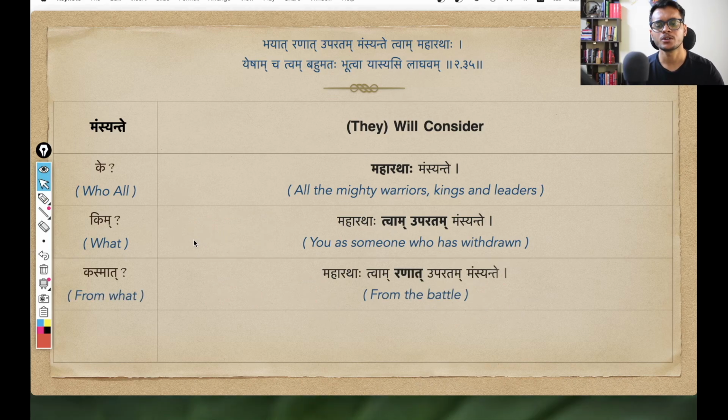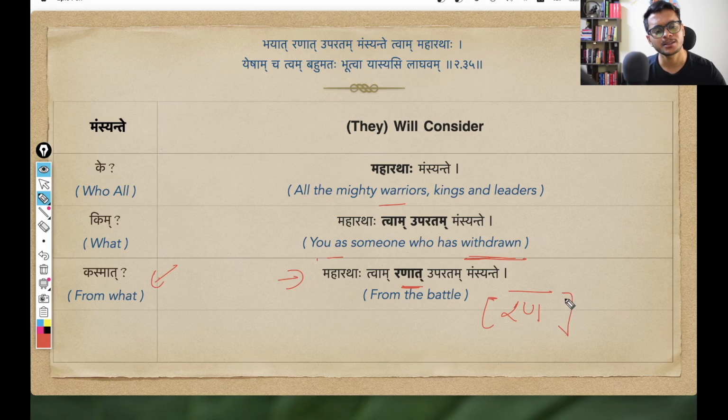Now if we move on, so we have this question, Kasmat. So the response we get is Maharatha Tvam Ranat Uparatam Mamsyante. Ranat, from the battle. Because Ranat is of course coming from the Pratipadika Rana. Rana means war, battle. And Ranat, this is the Panchami Vibhakti Ekvachanam. And we use Panchami Vibhakti when we have to show this sense of separation. That separation from somewhere or something.